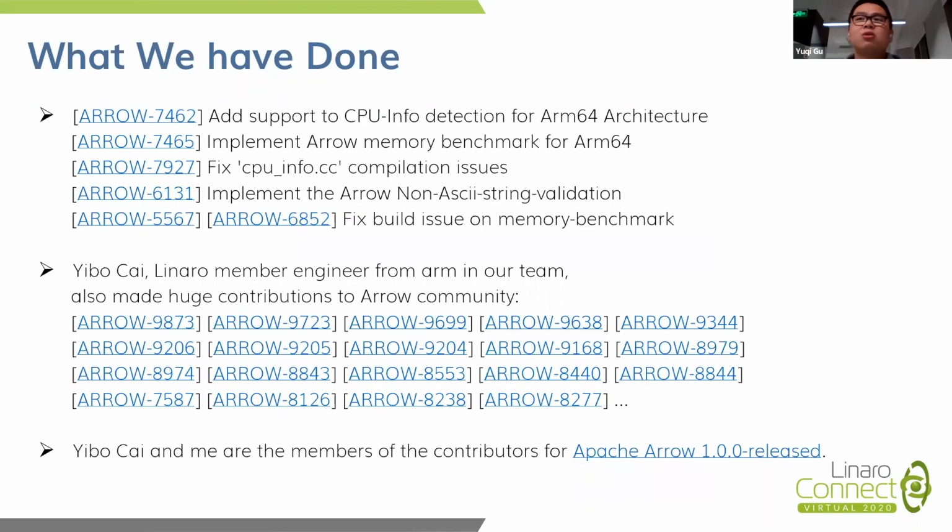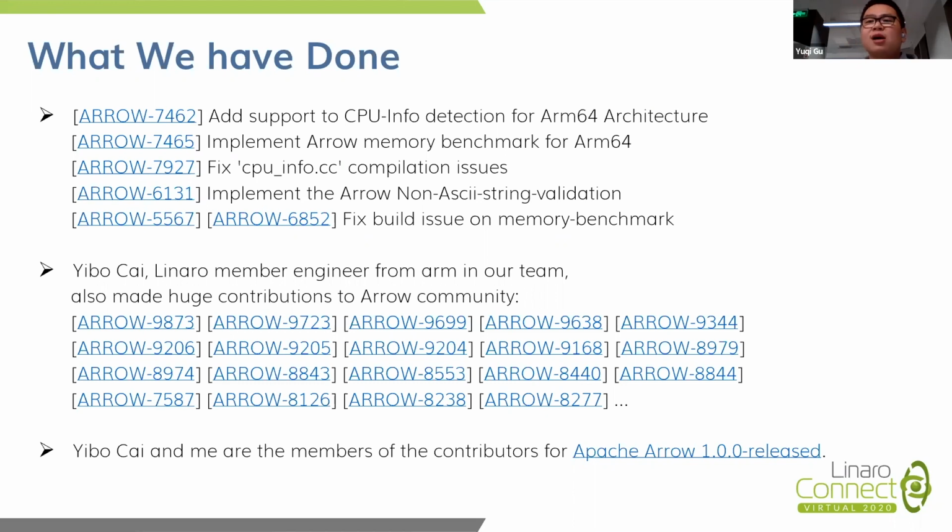We also added support for CPU info detection for ARM. We also implemented the Arrow memory benchmark for Arm64. We also fixed CPU info compiling issues, implemented the Arrow non-ASCII string validation function, and also fixed some memory benchmark issues here.